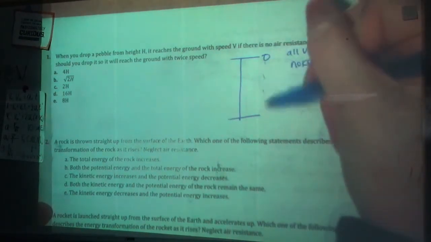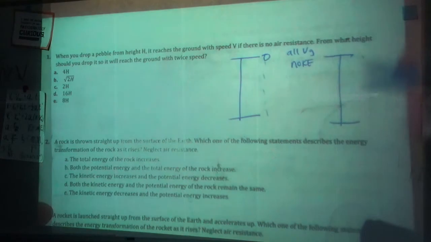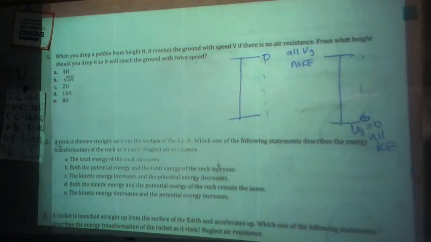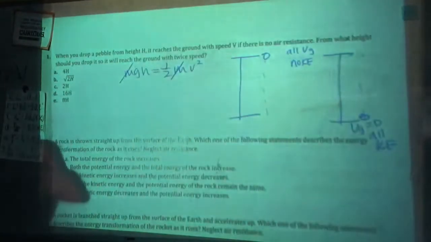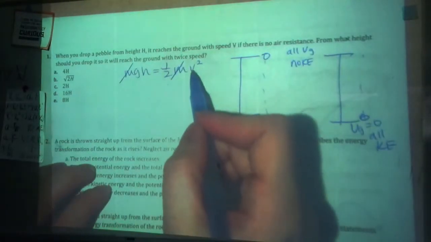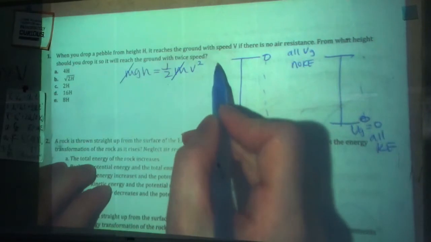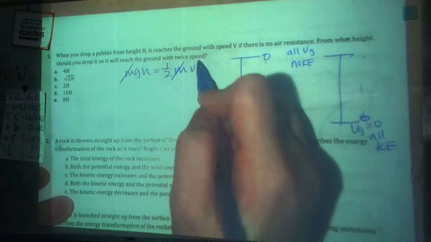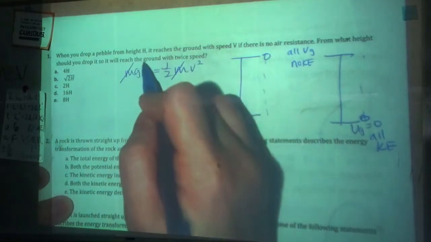And then no air resistance, so when it hits the ground down here, well, UG is 0 because it's on the ground, so that means it's all kinetic energy. So if you think about your equation, I start with potential and I end with all kinetic, so mgh goes into 1/2 mv squared, so the masses are going to cancel out. And then if I want to have twice the speed, let's think about if you were to plug in a 2v here, well, v gets squared, so really that's a factor of 4, which means that the height would have to be a factor of 4.